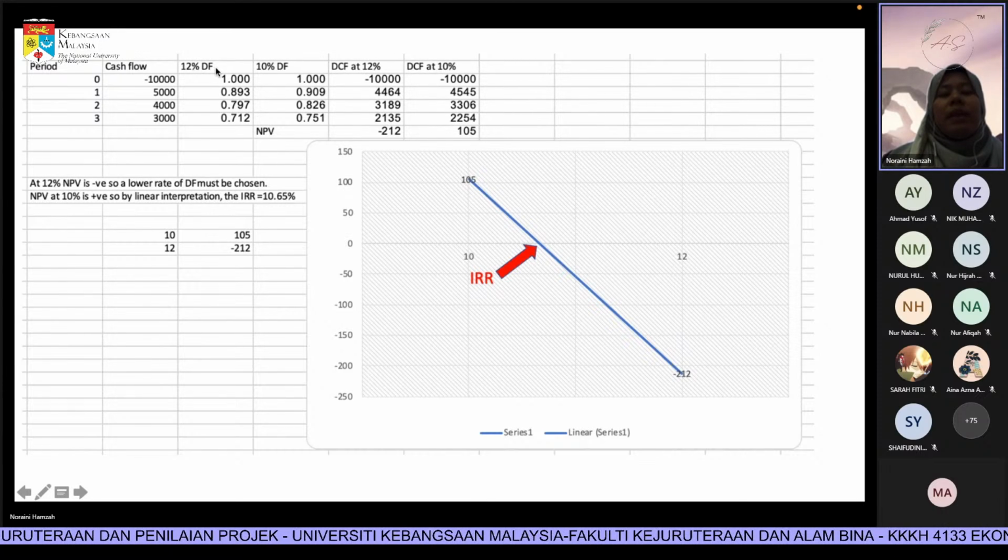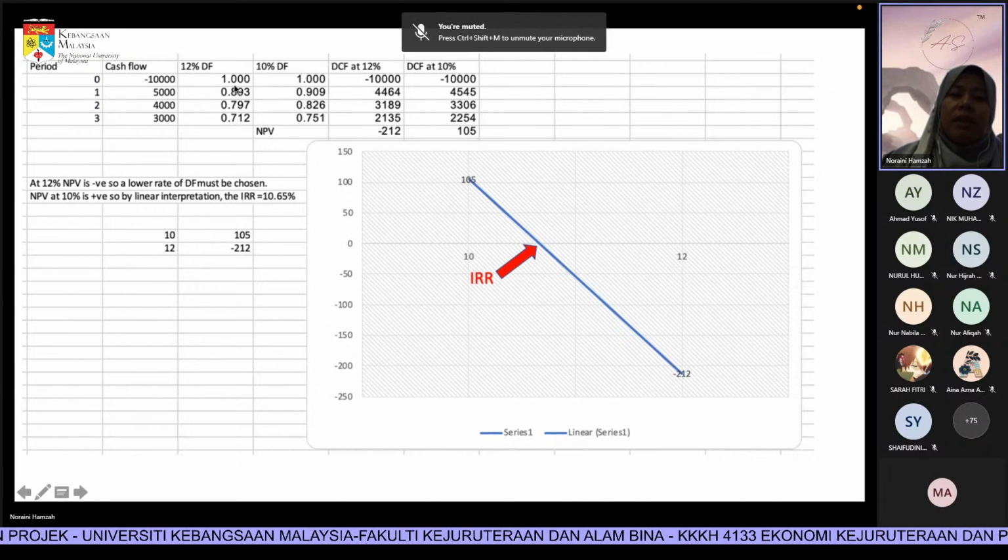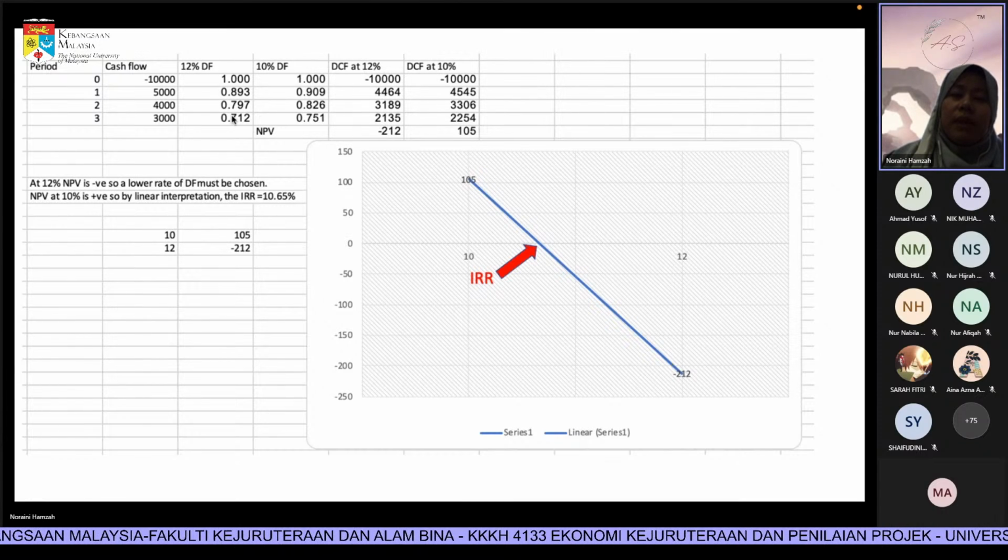So now kita ada 12. Dia bagi 12 dengan 10 kan? So now kita ada 12% discount factor. Okay, buat macam ni. Still remember ni, yang 1 plus R dalam kurungan power of years, power of T. Kan? 1 over, in bracket, 1 plus R powered by T. Kan? So, you dapat benda ni.